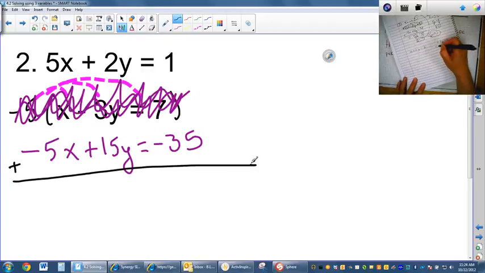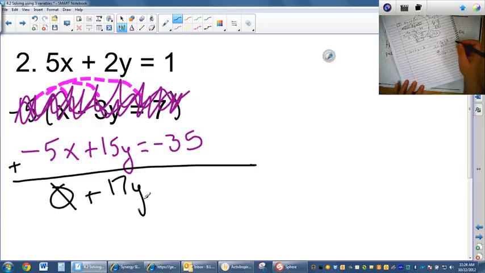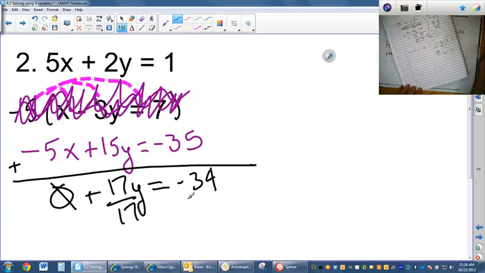So now, just like I was talking with Vivian about, what we do then is we want to add these two equations together. Well, positive 5x minus 5x is 0. Positive 2y plus 15y is positive 17y. And positive 1 plus negative 35 is negative 33. I can divide by 17, divide by 17, I get y equals negative.